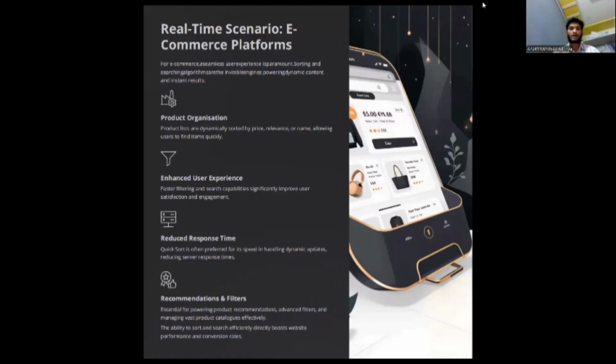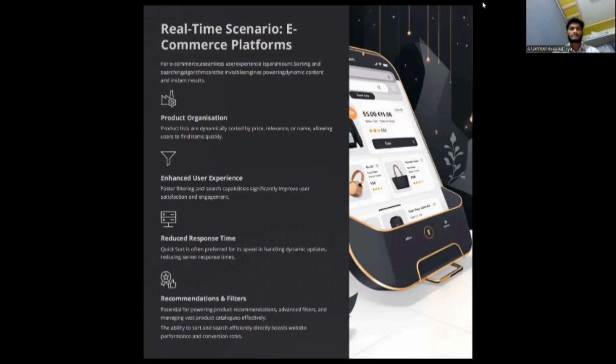This efficient product organization plays a major role in keeping customers engaged. Enhanced search and filtering capabilities also contribute to higher user satisfaction. When users can quickly locate exactly what they need, they are more likely to stay on the platform and complete purchases. And since inventory changes frequently, the platform must update results instantly without delays.